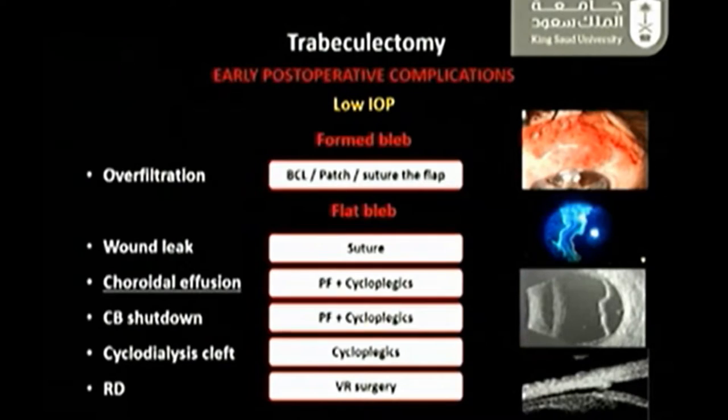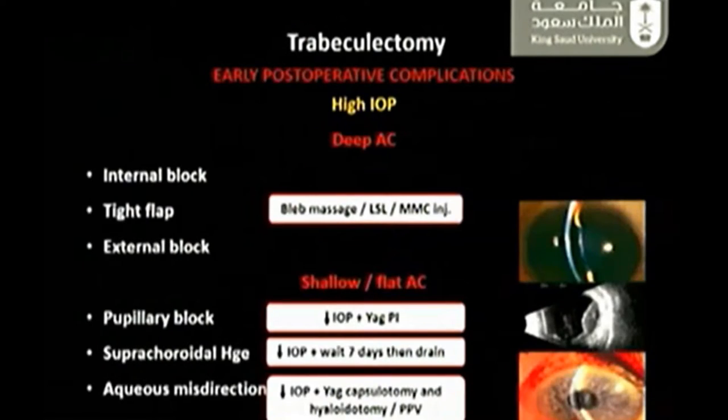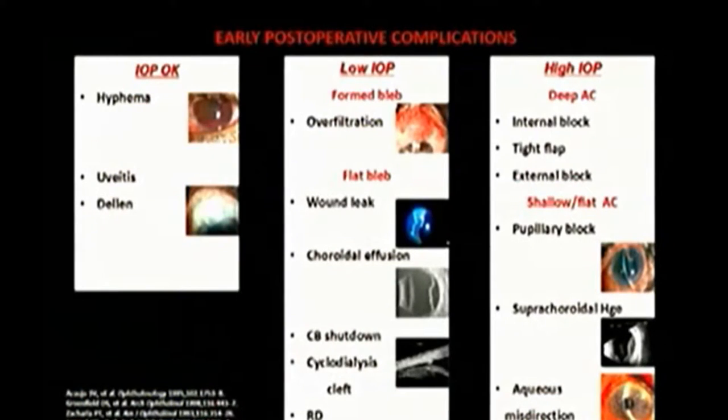Early postoperative complications with low intraocular pressure in the presence of formed bleb include overfiltration. In the presence of flat bleb include wound leak, choroidal effusion, ciliary body shutdown, cyclodialysis cleft, and retinal detachment. Early postoperative complication in the presence of high IOP with deep anterior chamber include a blockage to the internal fistula, tight flap, or external blockage because of the bleeding. High IOP with shallow or flat anterior chamber can occur because of pupillary block, suprachoroidal hemorrhage, aqueous misdirection.